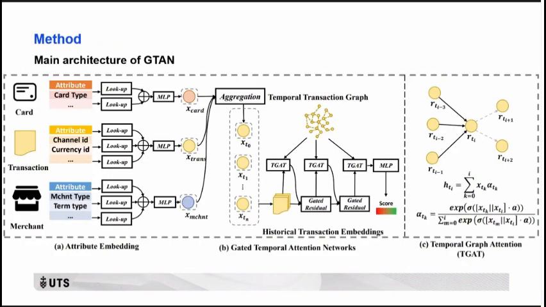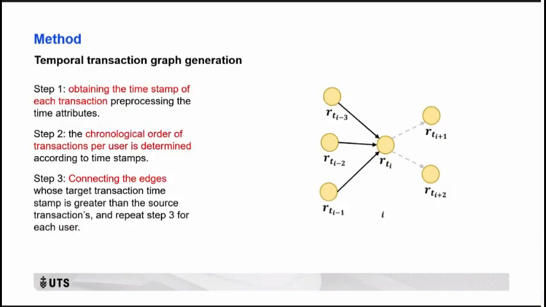Next is our proposed method. We first have a look at the main framework of our proposed GTAN. Then we will introduce each component. The first part is the generation of a temporal transaction graph, which builds dynamic relations for transactions. Specifically, we have 3 steps to directly model the relations of transactions based on historical data and represent them in a temporal graph.